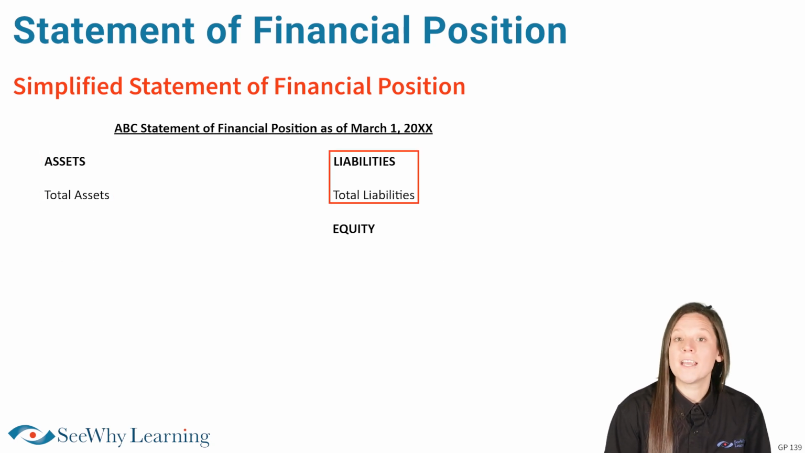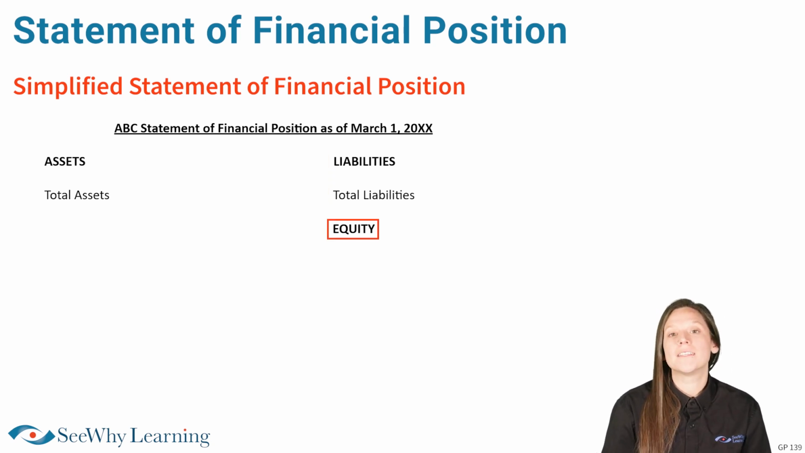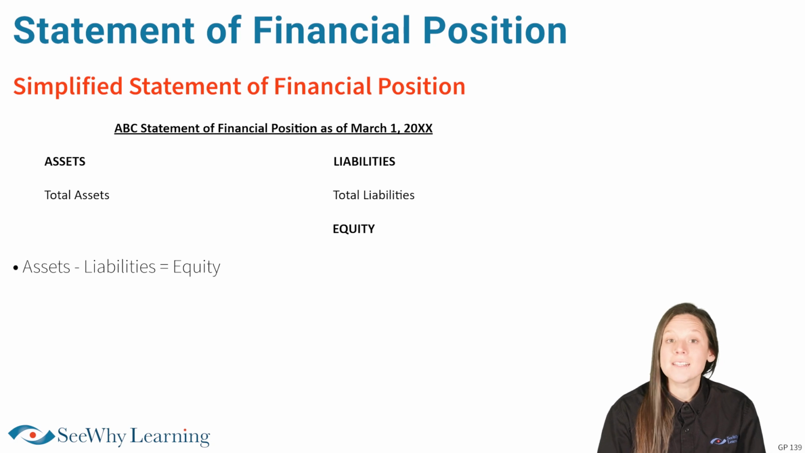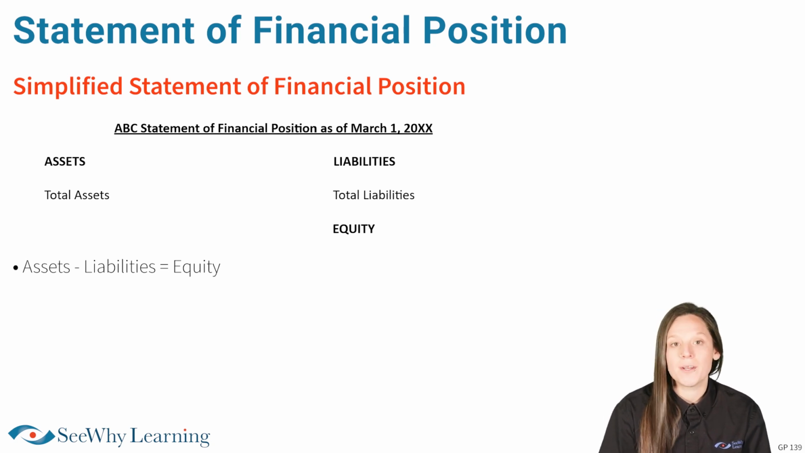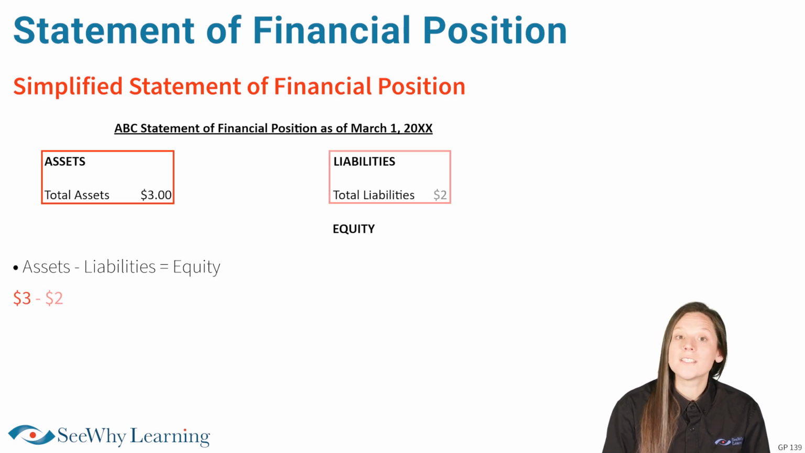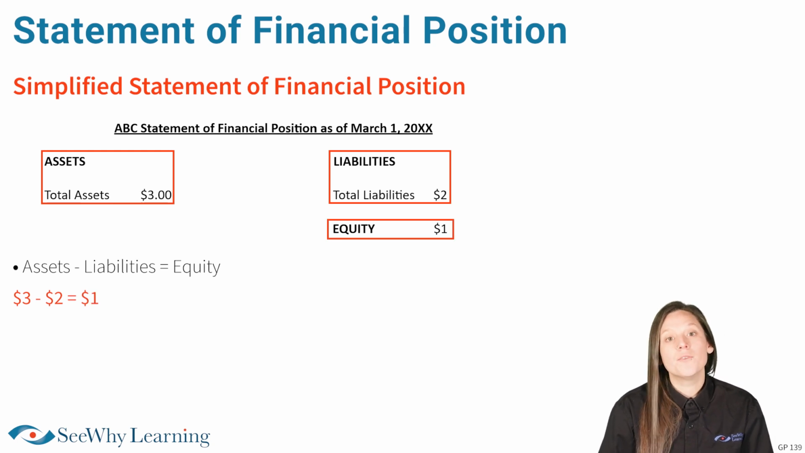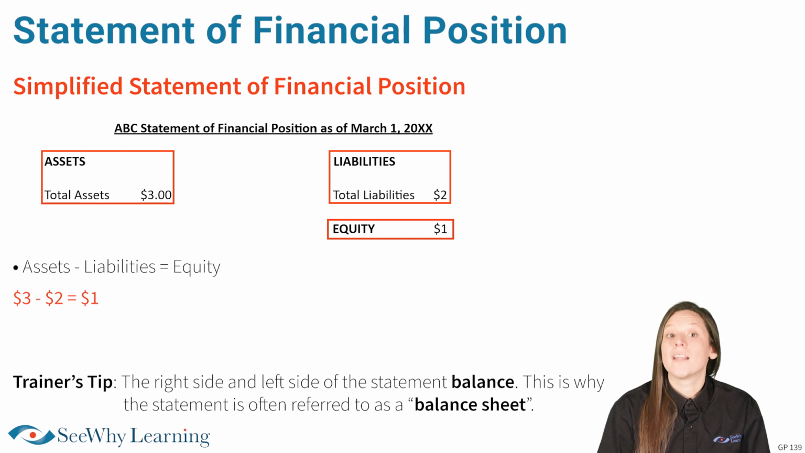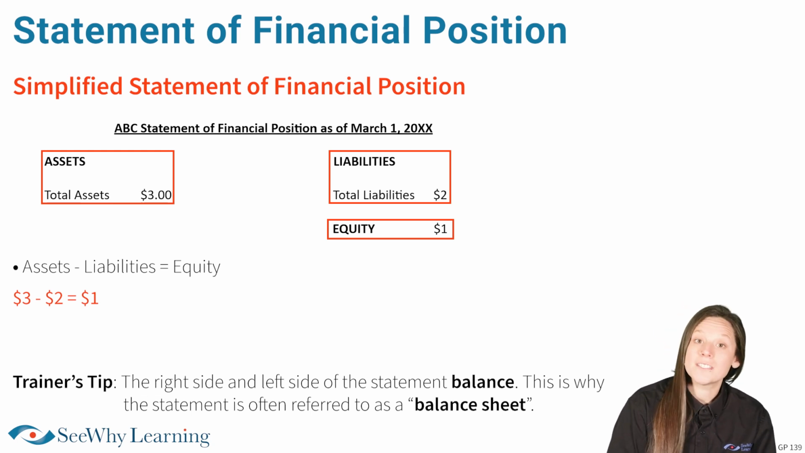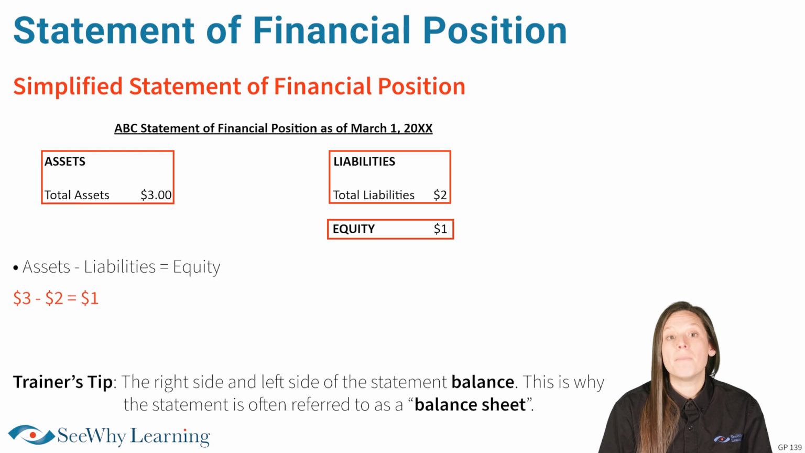On the right-hand side of the statement, we record liabilities, which can also be broken down into current and long-term liabilities, and equity. Now, a basic principle behind this statement is that assets minus liabilities equals the company's equity. This means if a company has $3 in assets and $2 in liabilities, its equity is $1. As a side note, you may have noticed that the right side of the statement, liabilities plus equity, equals the left side, assets. This is where the name balance sheet comes from. You with me so far?